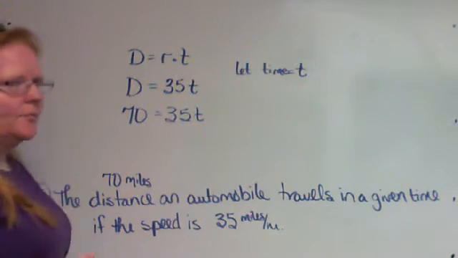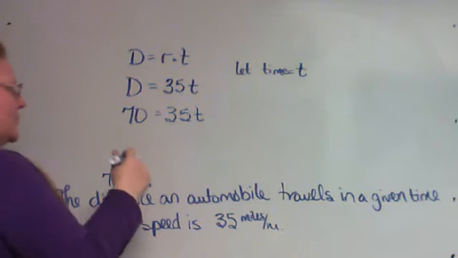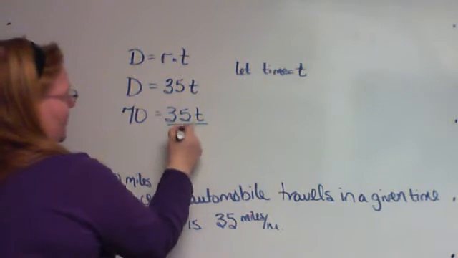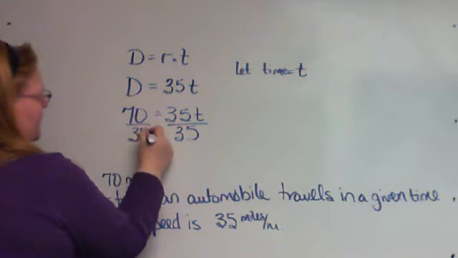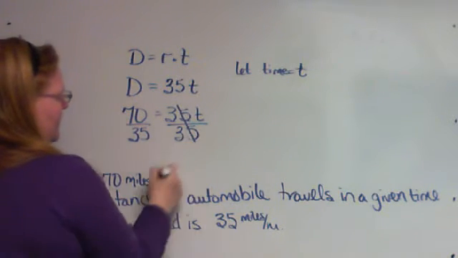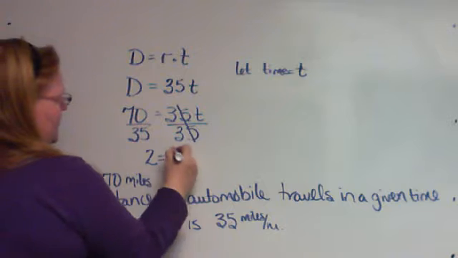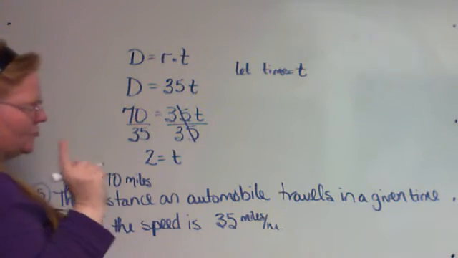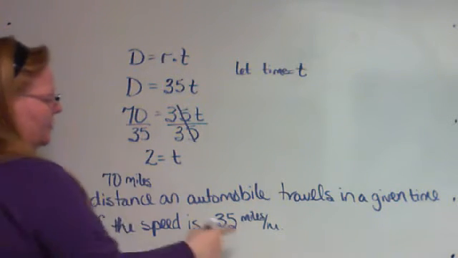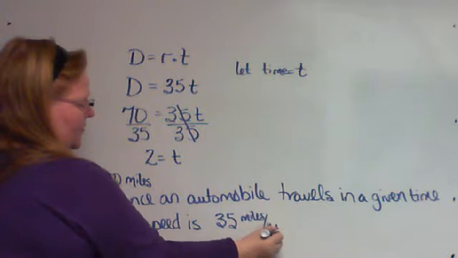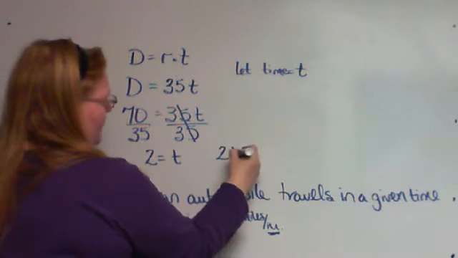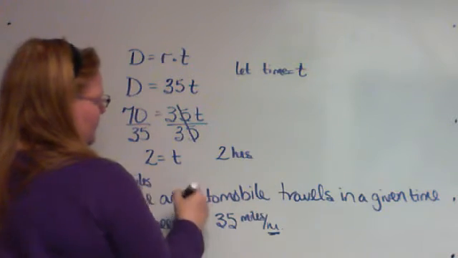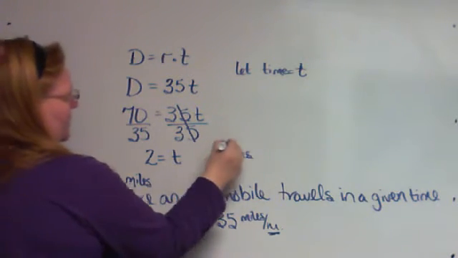Then I want to get the T by itself, so I divide both sides by 35 because they were already multiplied. And I get that 2 is equal to T. Not just 2, but 2 hours, because it was miles per hour. So it was 2 hours for a distance of 70 miles.